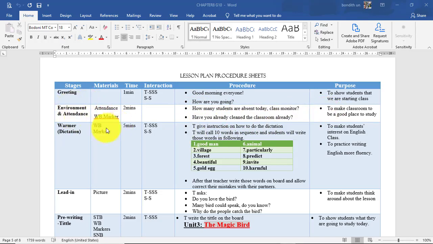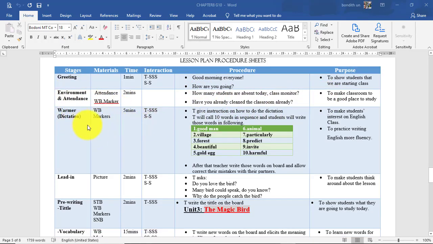Okay, I'll continue to the warmer. For the warmer, I do a dictation, and I spend 5 minutes. First I give instructions on how to do the dictation. I call 10 words in sequence, and students write those words down. The purpose is to make students interested in English class and to practice writing English more fluently.